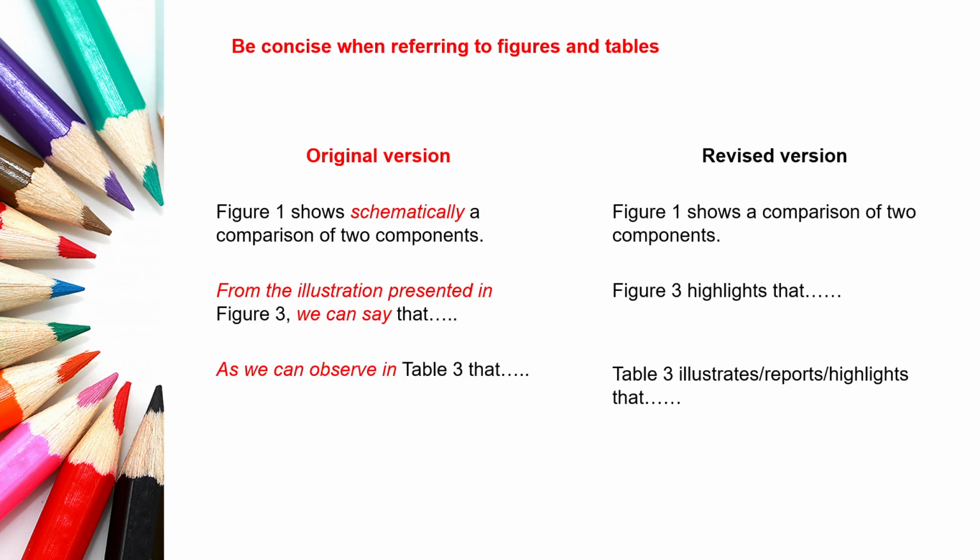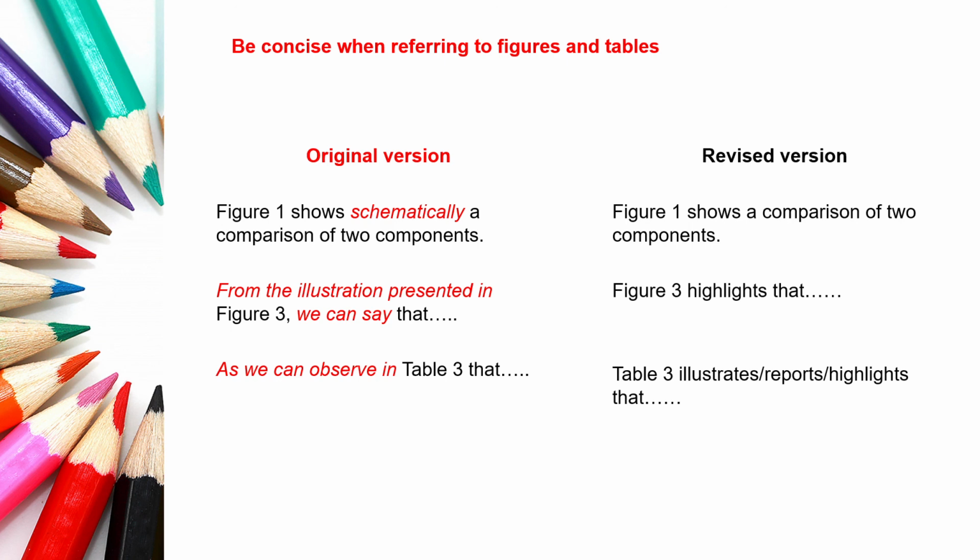You can also be concise when referring to figures and tables. Okay, so instead of saying figure 1 shows schematically a comparison of 2 components, if you go straight to the point, it can just be figure 1 shows a comparison of 2 components, which is much simpler and much more easily understood. Okay, short, concise, easily understood.